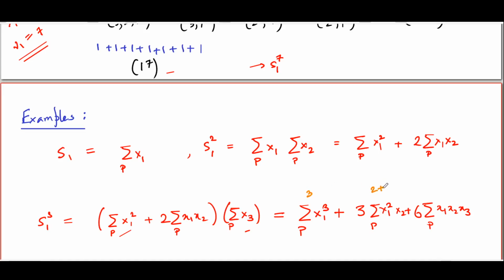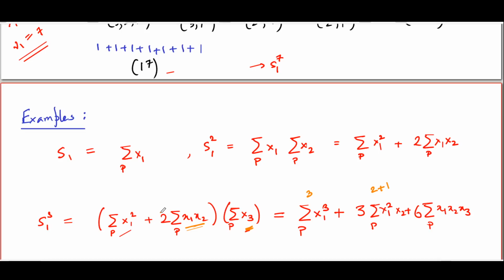Then the next partition is 2 plus 1. So x1 square x2, that's the kind of term I'm going to look at. Now, how do you get x1 square x2? You get it by taking x1 x2 from here and x1 from here. That gives you x1 square x2, but of course, since here you already have a coefficient of 2, you will get twice x1 square x2 in that manner.